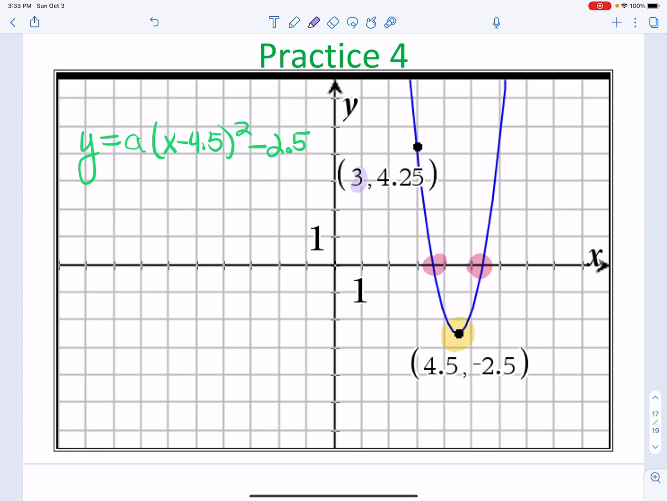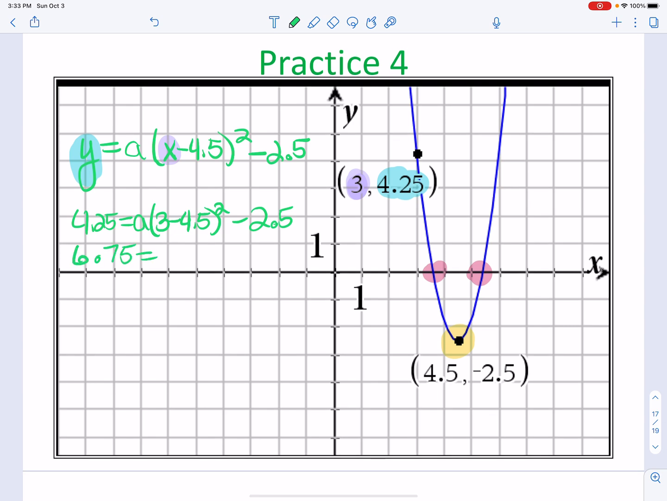So I know I have an x value at 3, so I can put that in for x. And I have a y value at 4.25, so I can put that in for y. So I'm going to say 4.25 equals a times (3 minus 4.5) squared minus 2.5. So I'm going to add 2.5, so that's 6.75 equals a times (1.5) squared. And you have a calculator, so 1.5 squared is 2.25. So I'm going to divide both sides by 2.25, and my a is 3.